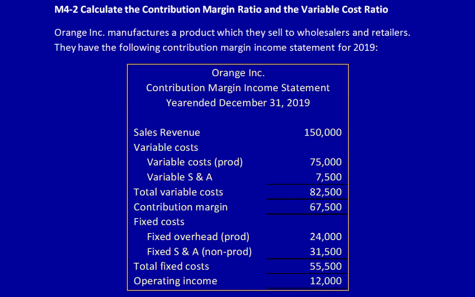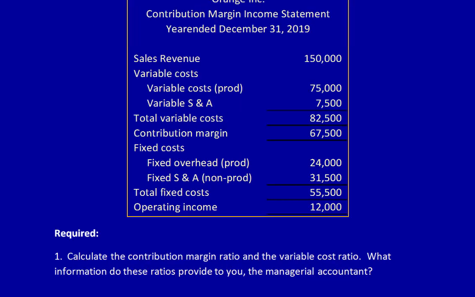If you joined me in the last video, you'll recognize this contribution margin income statement. I'm going to use Orange Inc. and this information for the remainder of the videos covering CVP analysis. Let's look at the required. Calculate the contribution margin ratio and the variable cost ratio. What information do these ratios provide to you, the managerial accountant? Let's start by calculating them.